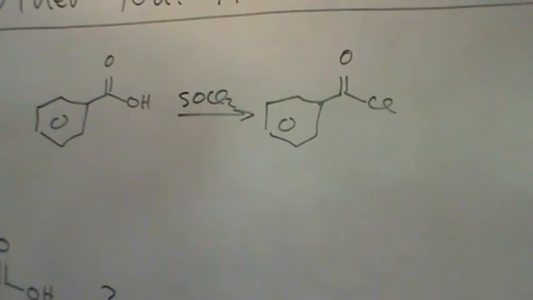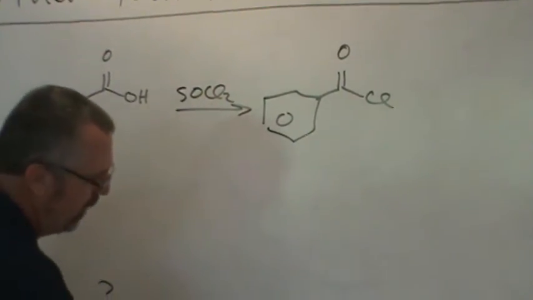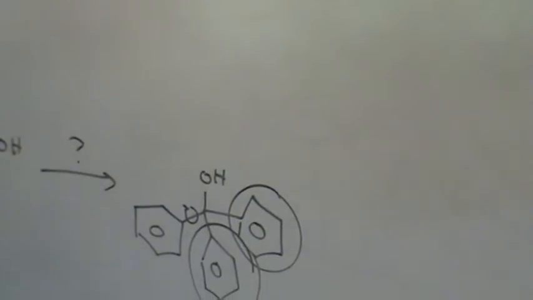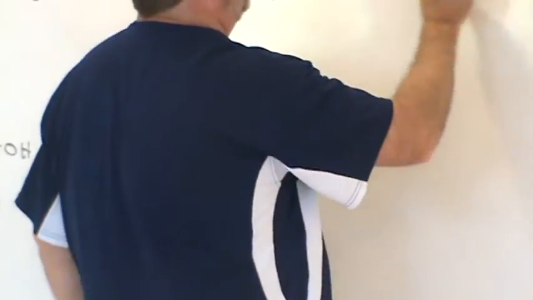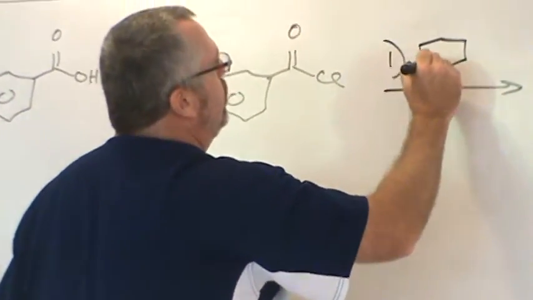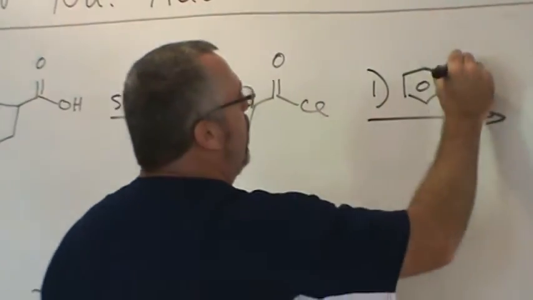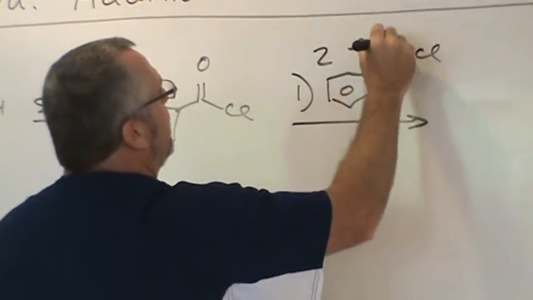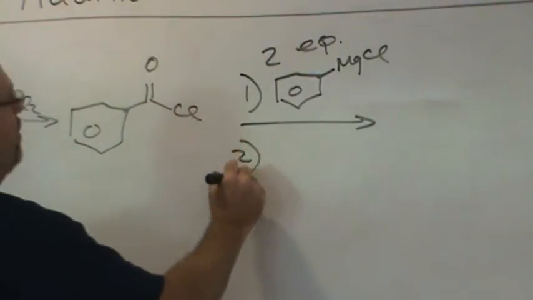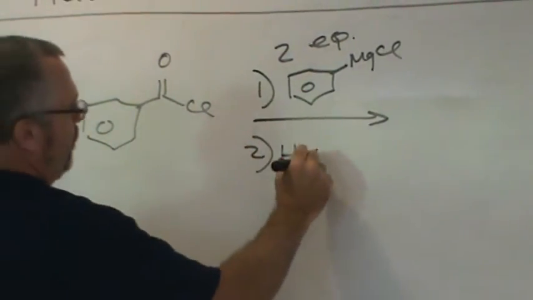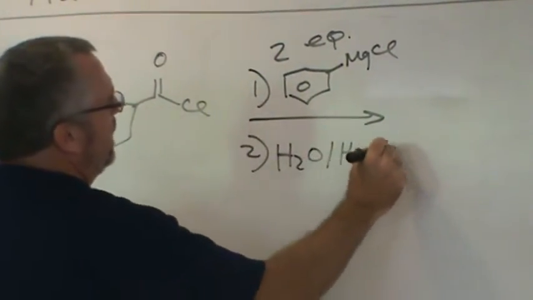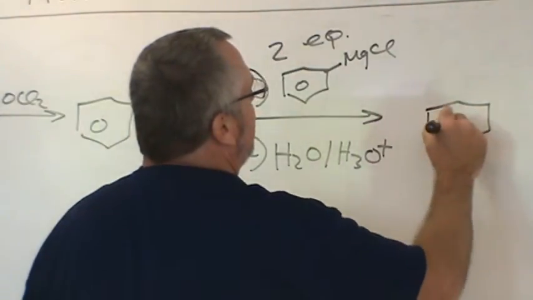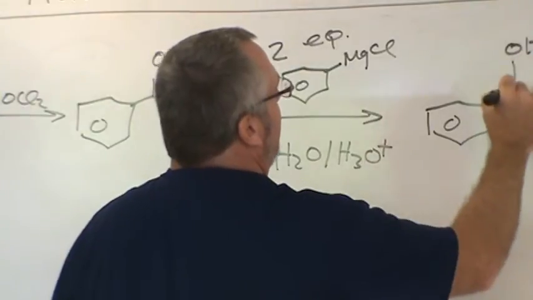Well, we're trying to make an alcohol, and lo and behold, it looks like we've got to add in 2 additional phenyl groups to get to the one we want. So, all that we have to do is, in our first step, add 2 equivalents of either a phenyllithium or a phenyl Grignard, 2 equivalents. And then in the second step, H2O, H3O plus, to quench the alkoxide that will form, and that will give us our desired alcohol.